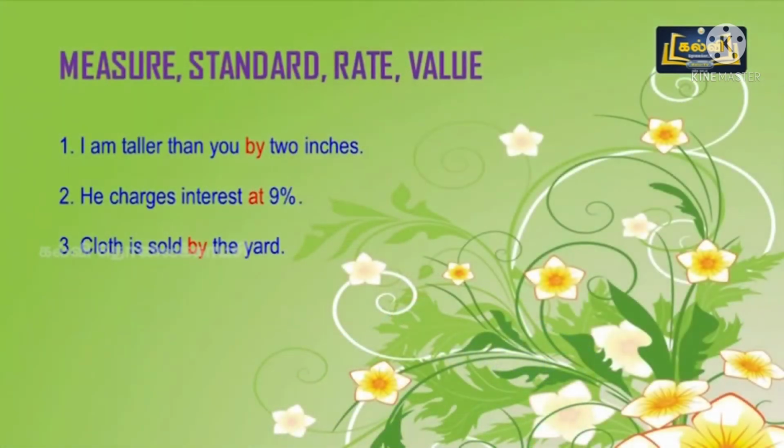Then we are going to see the examples for measure, standard, rate and value. First one, I am taller than you by 2 inches. Second one, he charges interest at 9%. Here at is the preposition. Then, cloth is sold by the yard. Here by is the preposition.